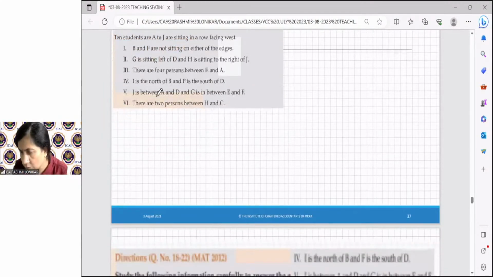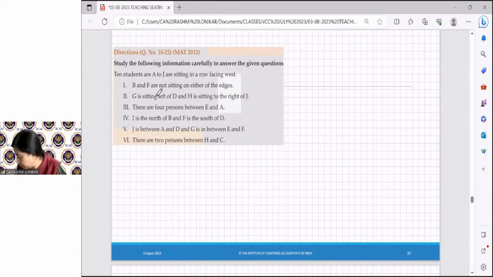Now let us go to this one. Ten students A to J are sitting in a row facing west. Let us not get involved in whether they are facing west or east, let us first try to solve it in a horizontal line and then we will see. Yes, Durga understood, Jia understood, Mansi? Yes, let us do the sums.